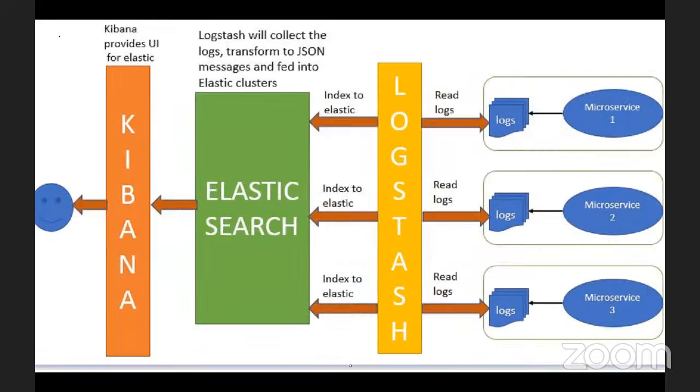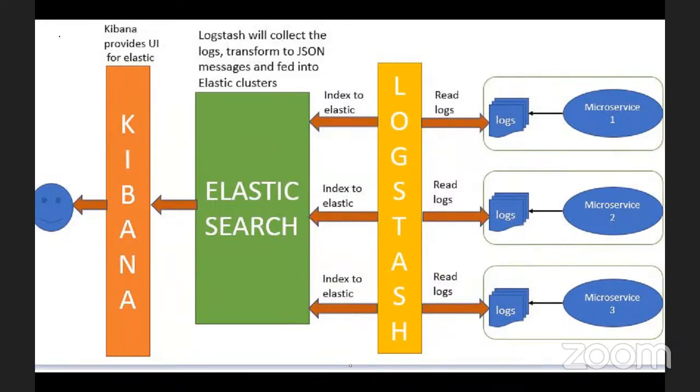So what is going to happen here? Microservice 1 is giving some log. Microservice 2 is giving some log. Microservice 3 is giving some log. Assuming that microservice 1 is writing to the C drive, microservice 2 to the D drive, microservice 3 to the E drive, something like that.